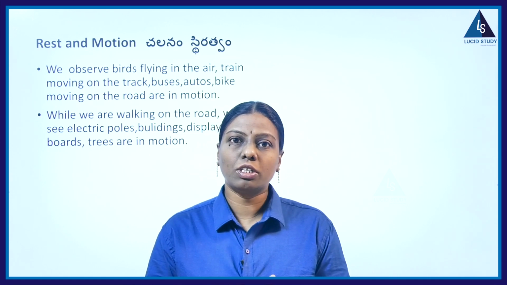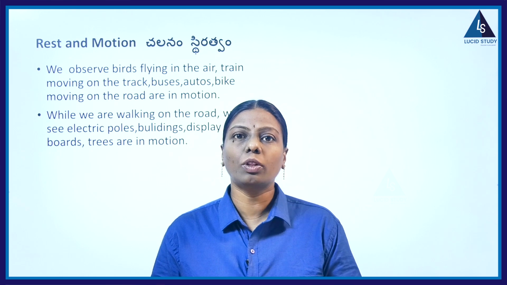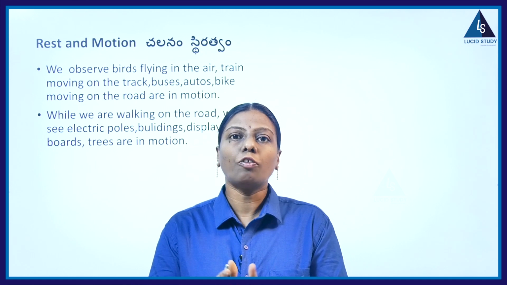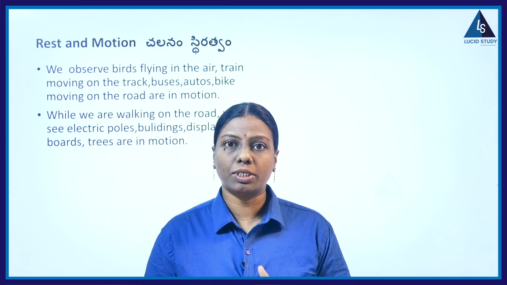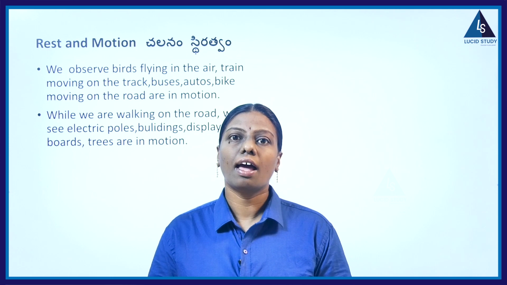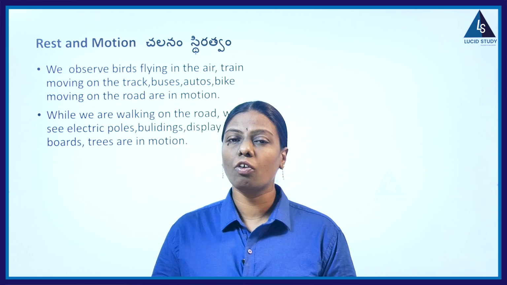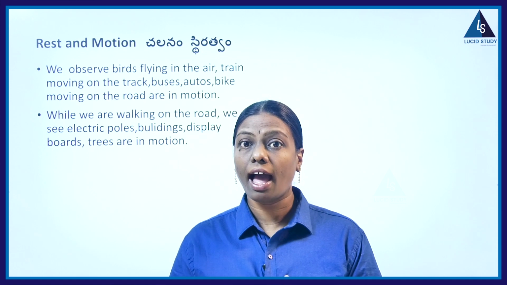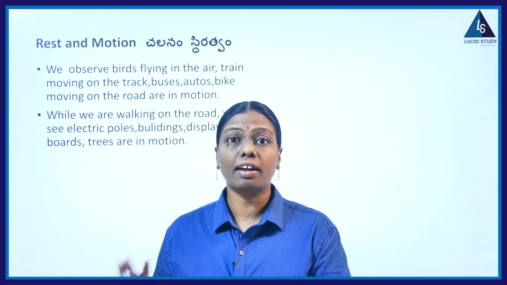Let us see with examples. Suppose you can observe birds flying in the sky, buses, autos moving on the road, trains moving on the track. All of them are in motion. You observe different objects like electric poles, display boards, trees, buildings are in motion while you are walking. Getting this point, children? They are in motion? Yes, they are in motion while you are walking, but they are at rest.